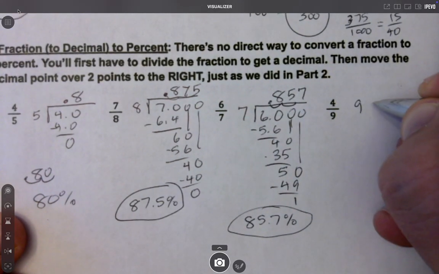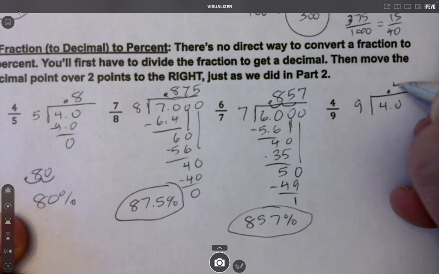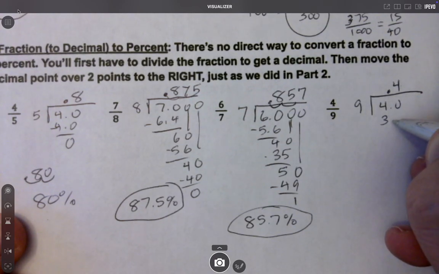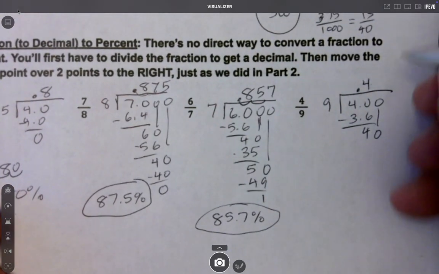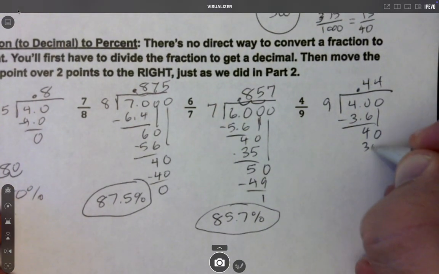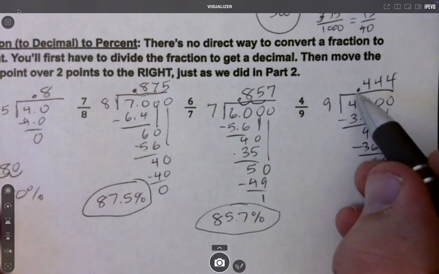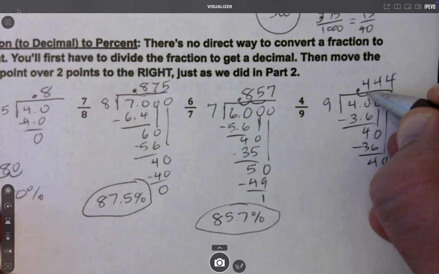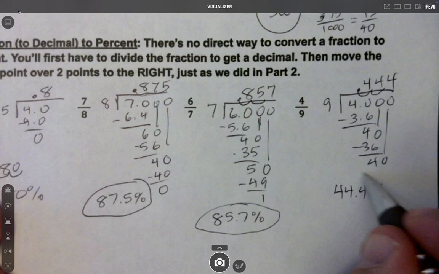And 4 divided by 9. 9 won't go into 4, but 9 will go into 40. 9 goes into 40 4 times. 4 times 9 is 36. Remainder of 4, bring down a 0. 9 goes into 40 4 times. 36. Remainder of 4 again. And that would just keep on going forever and ever. 4/9 is 0.4 repeating. So like I said, just go to 3 numbers and you can stop. We move the decimal to the right 2 spots. We get 44.4%.